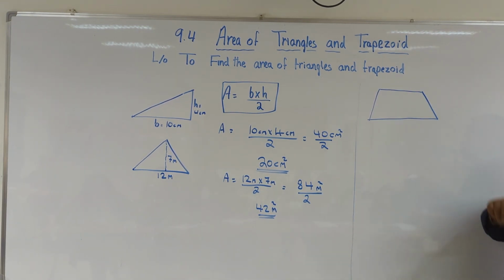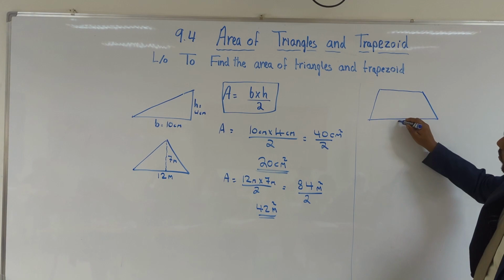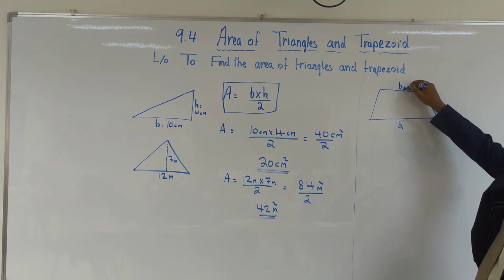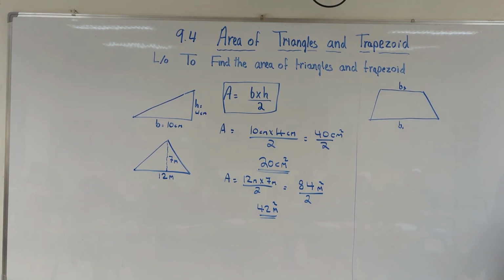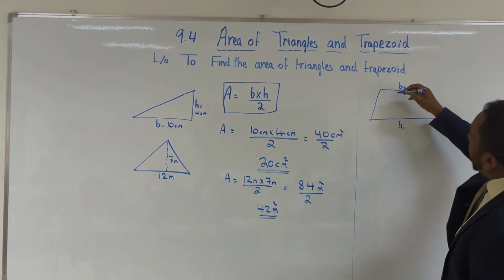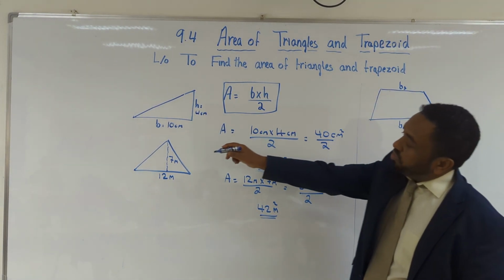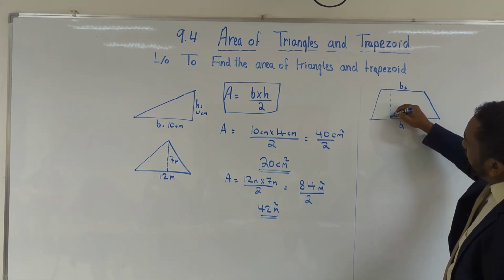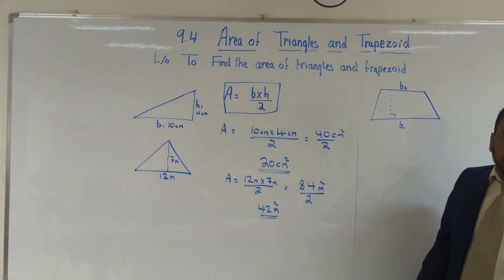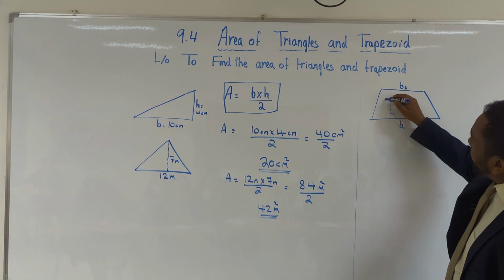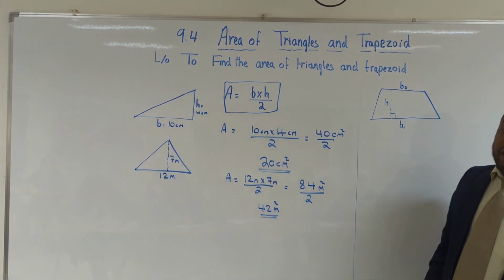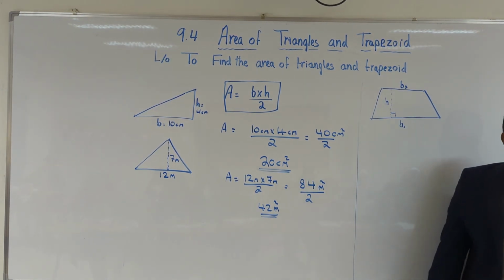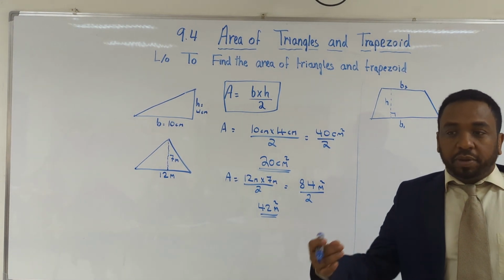This shape has two bases, so we call this base 1 or B1, and then we call this B2 here. So these two are the bases. And then we will have the height. Just like the triangle, it will have to be a straight line which crosses the line here at 90 degrees. So this is called the height. If you have these three pieces of information, the base, the second base, and the height, you can easily work out the area of the trapezoid.